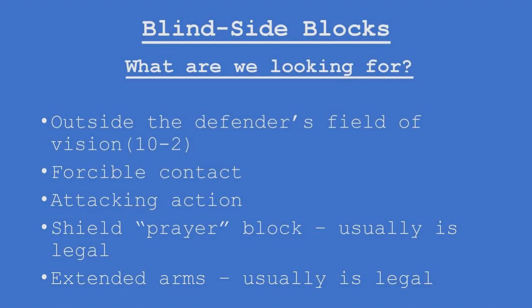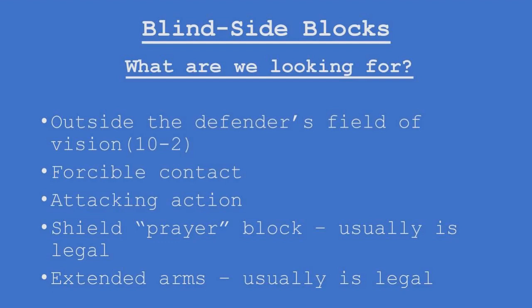Some of the things we're looking for that are acceptable are more of that shield. I know some of the coaches out there call it the prayer block, where the defender has the guy lined up, but instead of blowing him up, just kind of shields in front of him. Some players have their hands up in the air. This typically is legal. We're also looking for extended arms, so the hands out in advance of the body. That is usually going to present more of a legal opportunity for a blindside block.